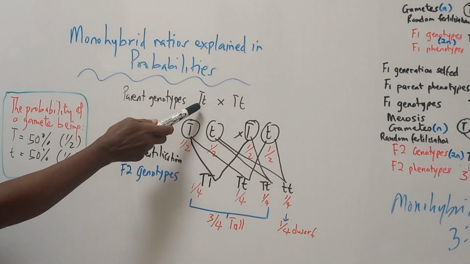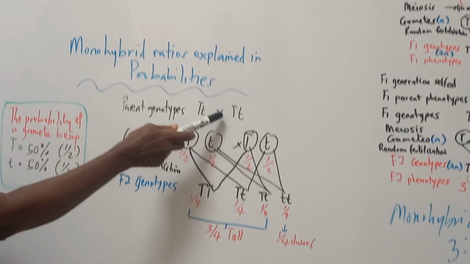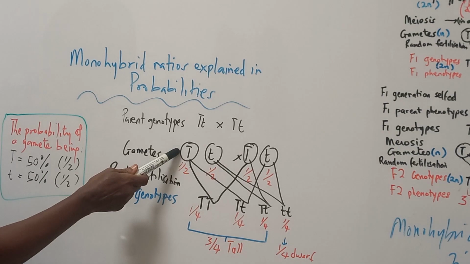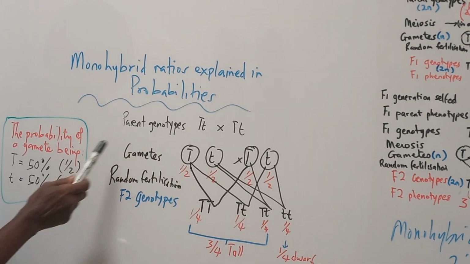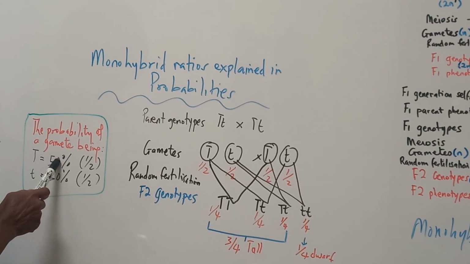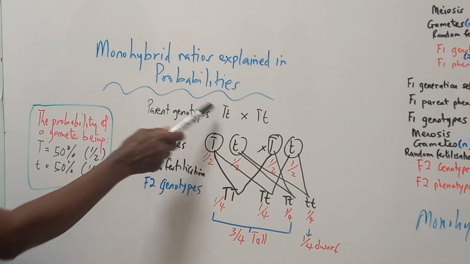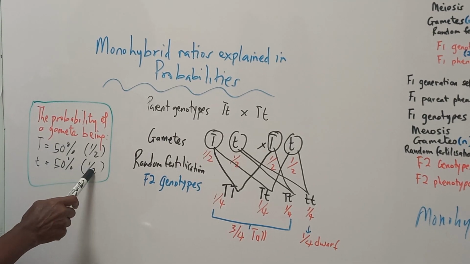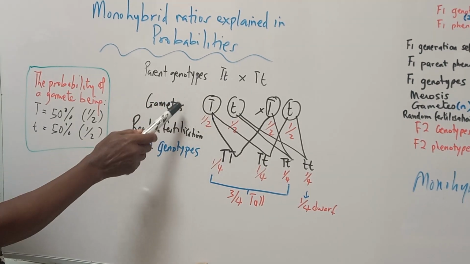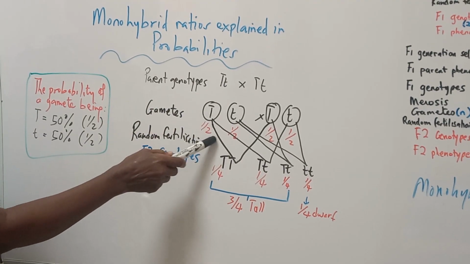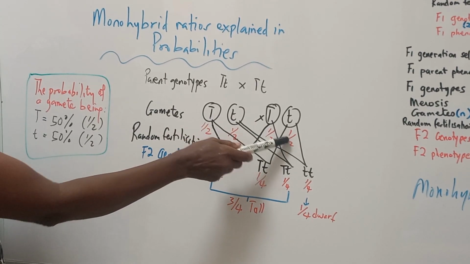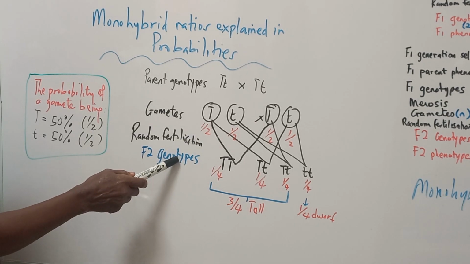So you have these parent genotypes, big T, small t, crossing big T, small t, as we had here, and you have the gametes. Now, for this big T, small t, the probability of a gamete being big T is 50%, half. The probability of a gamete being small t is also half. So we write the gametes down, and the probability of each gamete is half. Random fertilization takes place.